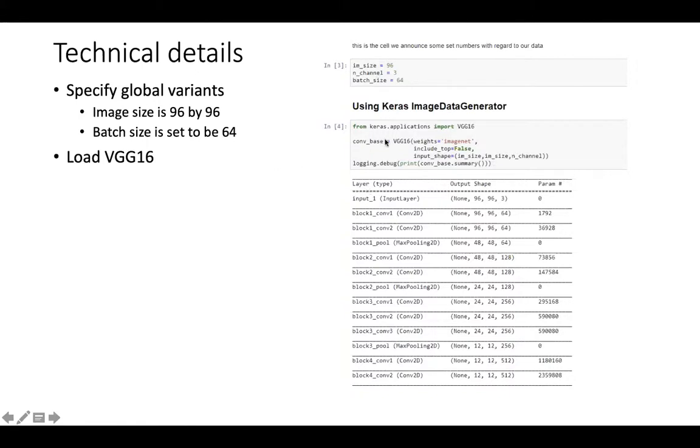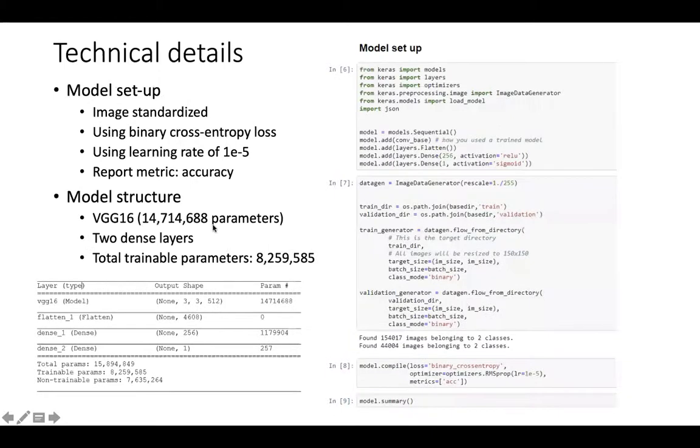Then we continue to load the VGG16 model, and here's a brief summary of how the model looks. There are quite a lot of parameters there, but they're already pre-trained, so it doesn't add a lot to the computational burden. Then we're ready to set up the model. I'd like to point your attention to this rescale statement here. Notice that all the images we're using in this model training are standardized by a scale of 255.